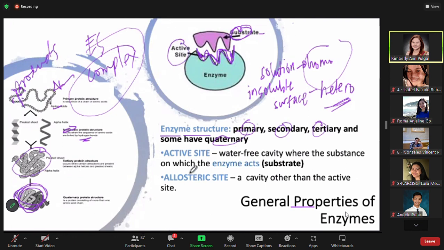The other one is your allosteric site. This is a cavity other than the active site. So it is located elsewhere. And this is not where the substrate will bind. The substrate does not bind there. There are certain amino acids present in the active site wherein the substrate has affinity. So the substrate is attracted to the active site. Okay? So, those are the properties of enzymes.